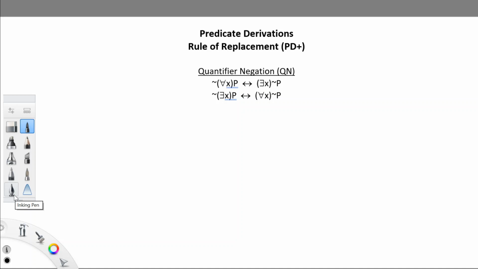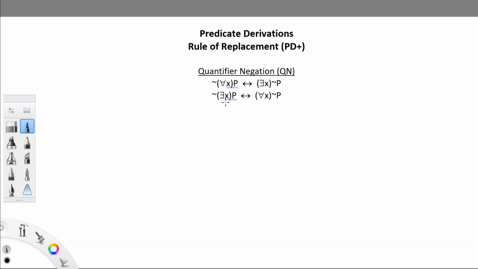Hello everyone. In this video we'll be looking at quantifier negation. It's our PD plus rule. It works just like the SD plus rules of replacement in that you can perform this inference rule on part of a line. And also, as indicated by the two arrows here, they look a little different than the ones in the book. You can move back and forth.